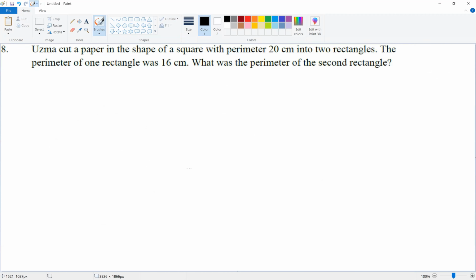Number 8, Neil. Kusuma cut a paper into the shape of a square with a perimeter of 20 centimeters into rectangles. The perimeter of one rectangle was 16 centimeters. What was the perimeter of the second rectangle?